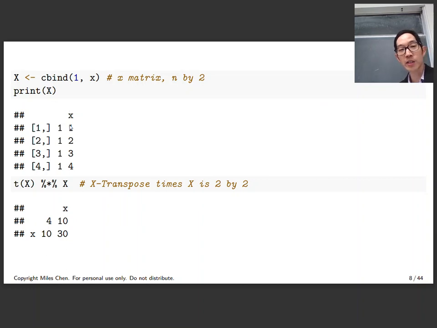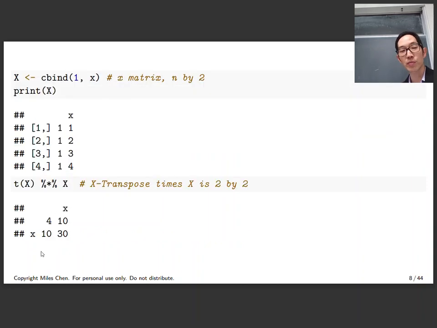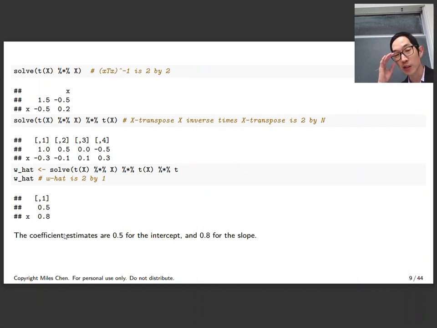For X, I take my column of x values 1, 2, 3, 4 and bind a column of 1s. So my X matrix is a column of 1s and 1, 2, 3, 4. Then what is X^T X? X^T X gives me this: 4, 10, 10, 30, a 2 by 2. I need to invert that. You can get the inverse of X^T X by using solve in R. That gives 1, -0.5, -0.5, and 0.2. If I multiply that by this, you would get the identity matrix.